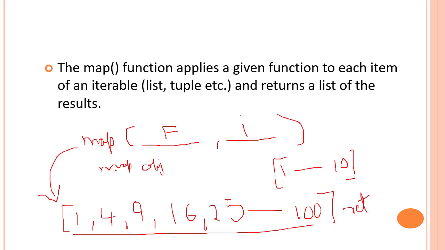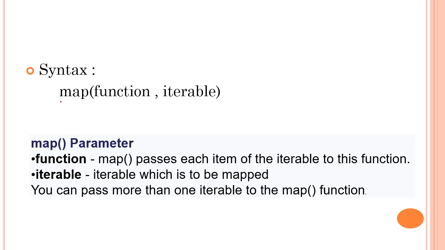The syntax of the map function is something like this. We have map, then a function, and then an iterable, as I have just written on the last screen. The map function passes each item of an iterable to a function. As I've told you, a function can be anything, to square a number or something else. And then an iterable that is to be mapped into the function. You can pass more than one iterable into the map function.